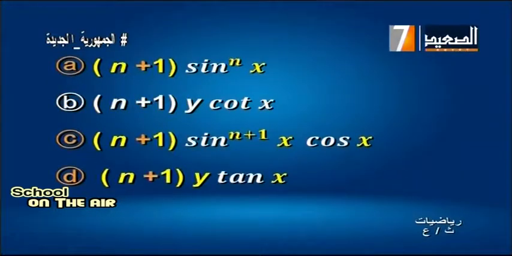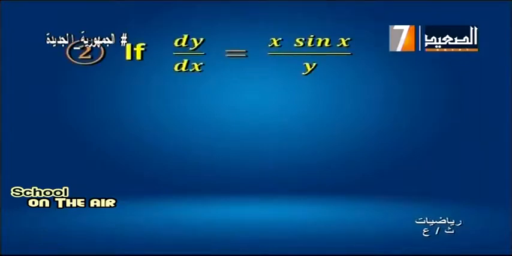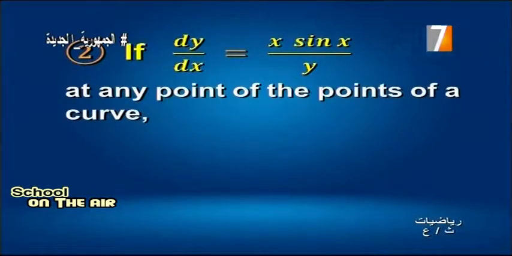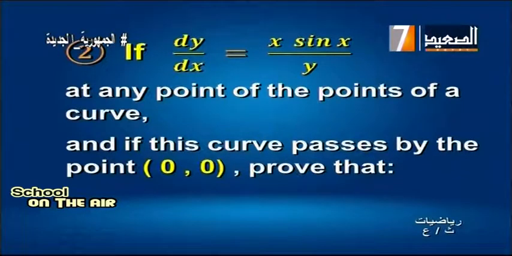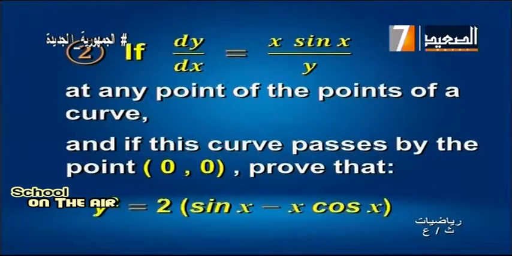Number 2: if dy/dx equals x sine x over y at any point of the points of a curve, and if this curve passes by the point (0, 0), the origin point, then prove that y squared equals 2 times the quantity sine x minus x cosine x.